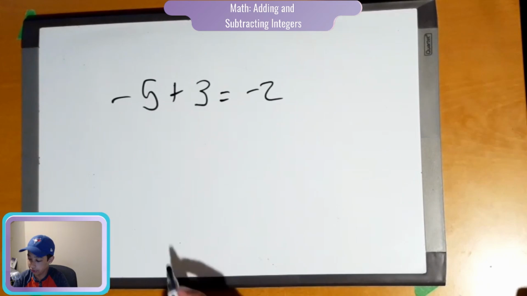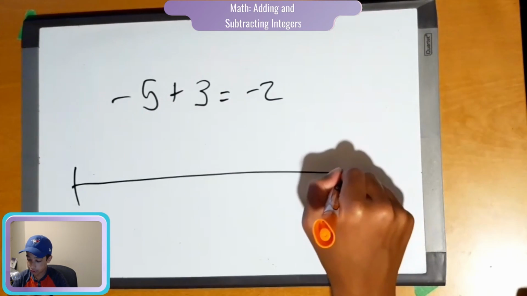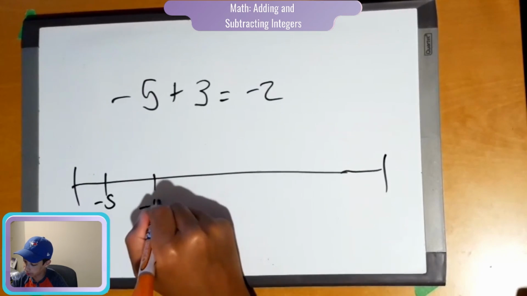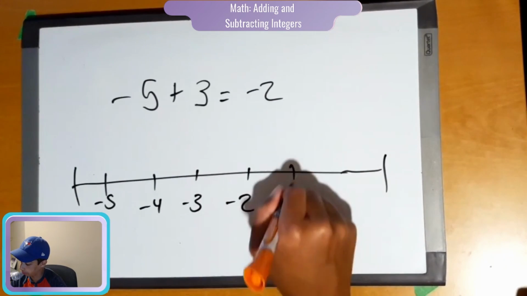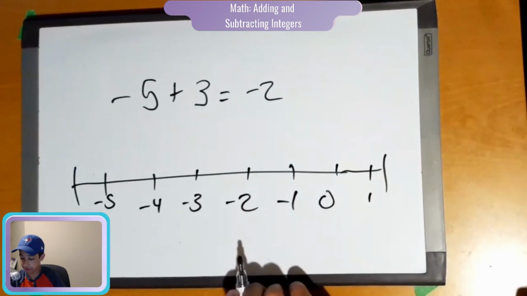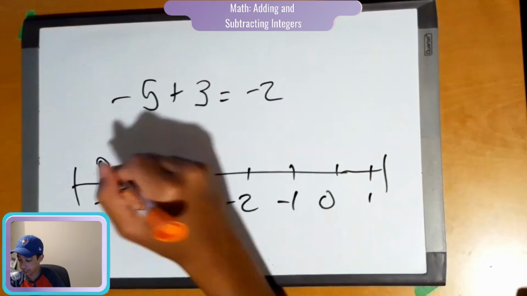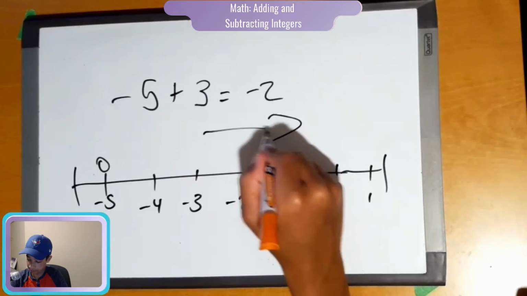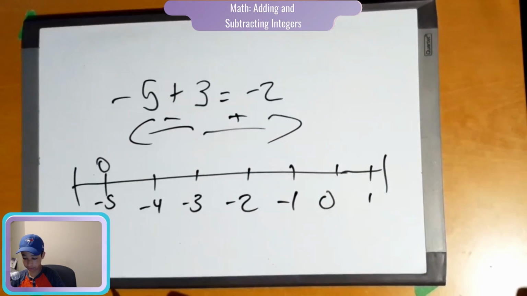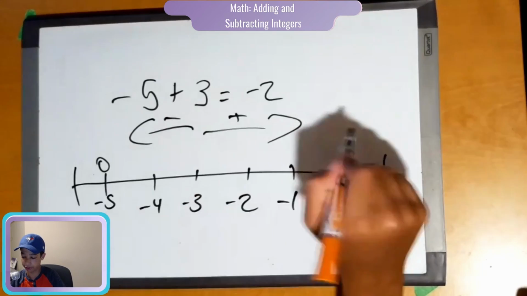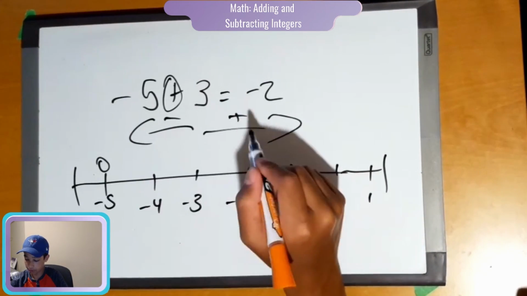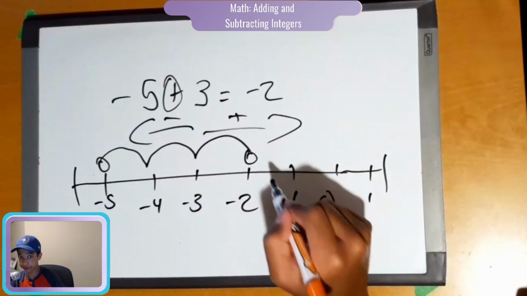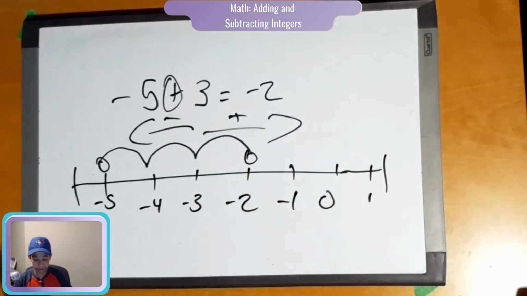Or another thing you can do is draw a number line. So we have -5 here, -4, -3, -2, -1, 0, and 1. Okay? So we're starting here and we're going positive. So positive is this way, negative is that way. So we're going to the positive side because there's a plus sign right here. So 1, 2, 3. And we land on -2. So that's our answer.